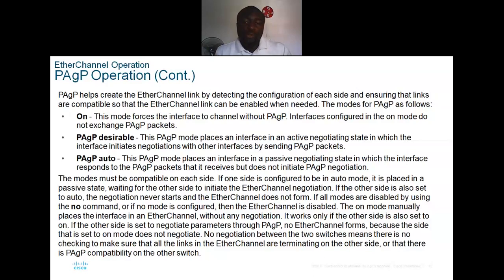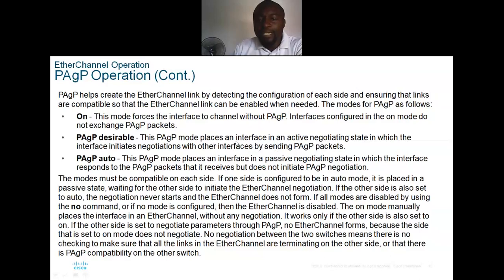Okay, so you need to understand the differences between the three. First of all, on the on mode, look at it. It forces the interface to channel without PAgP, and it does not exchange packets. All right, desirable, what does it do? They exchange packets, but it is set in a negotiating state.